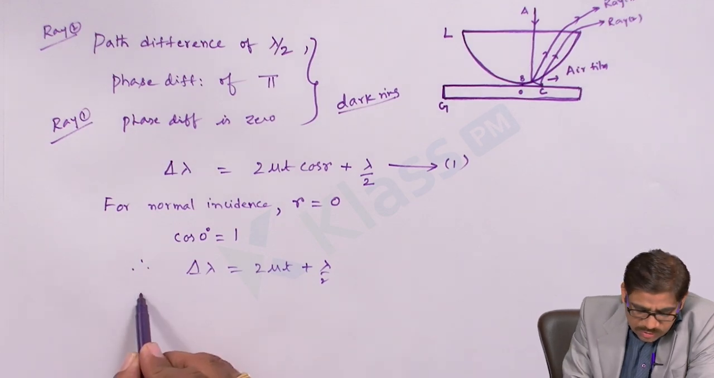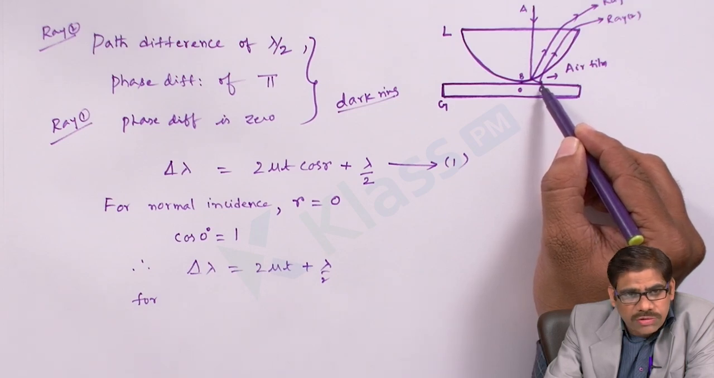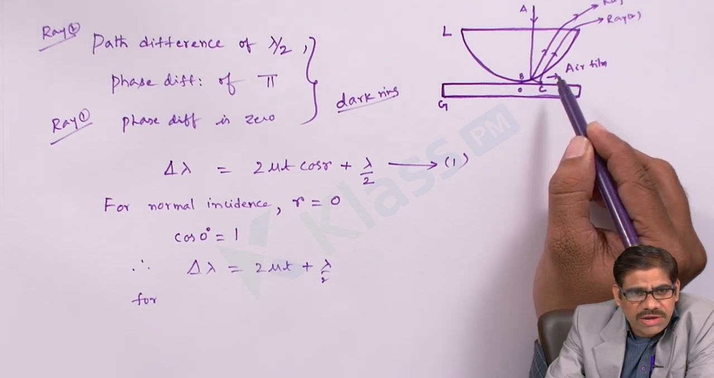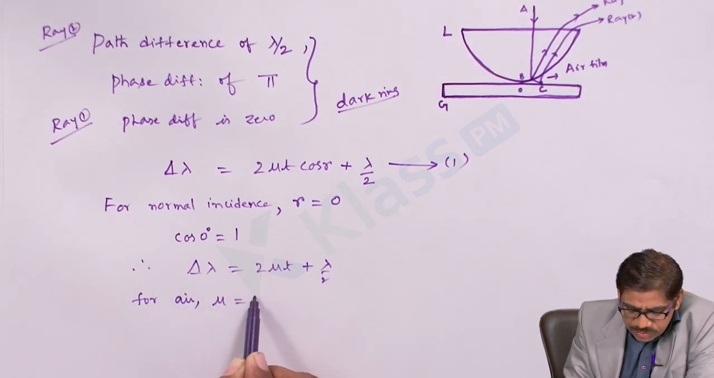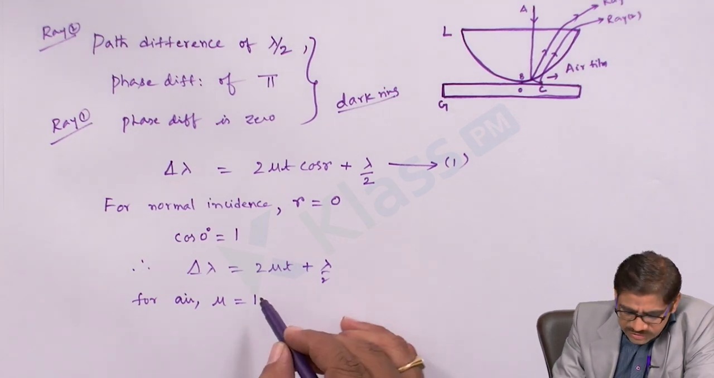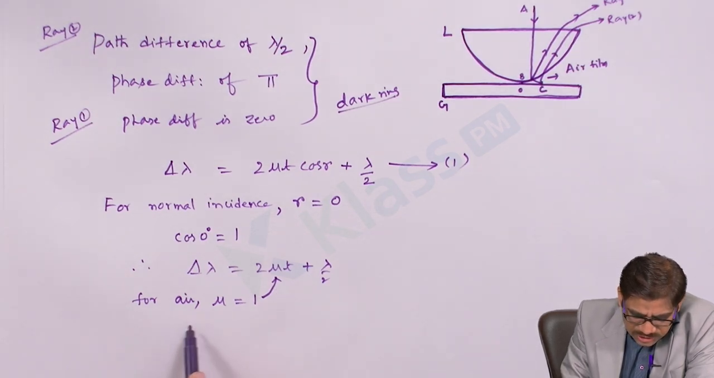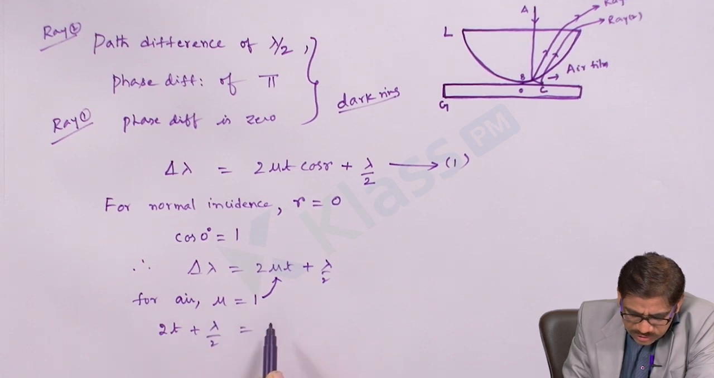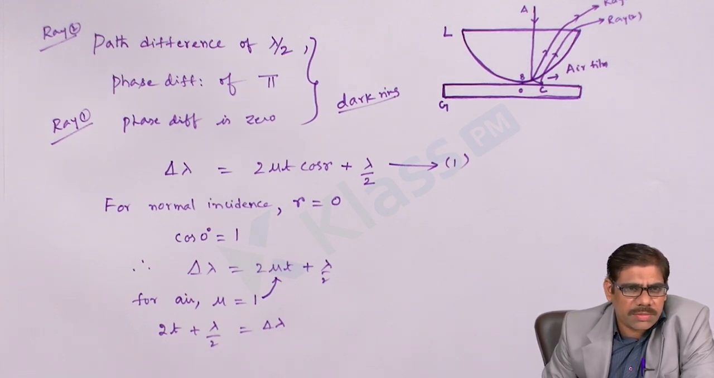Now, as we are dealing with the interference pattern in case of ray 2, we are concerned with the air film. So, for air, the refractive index is equal to 1, so we write mu is equal to 1. If you substitute the value of mu in the above equation, we have 2t plus lambda by 2 is equal to delta lambda.